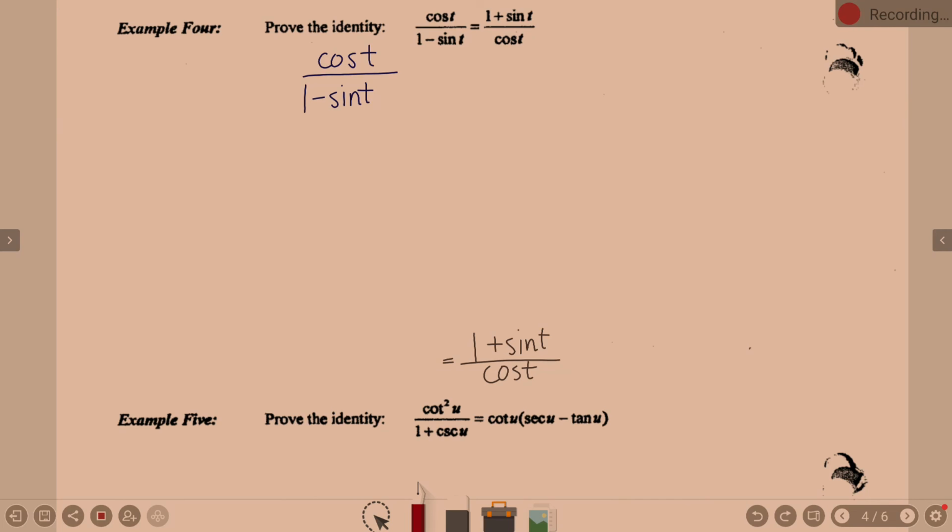What is the conjugate of 1 minus sine t? It is 1 plus sine t. Remember, conjugate, you keep the terms the same and just change the middle sign. That's what we're going to do. If we multiply the denominator by 1 plus sine t, we're going to multiply the numerator by 1 plus sine t.